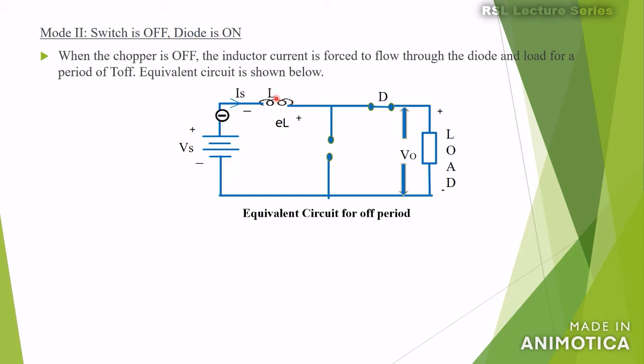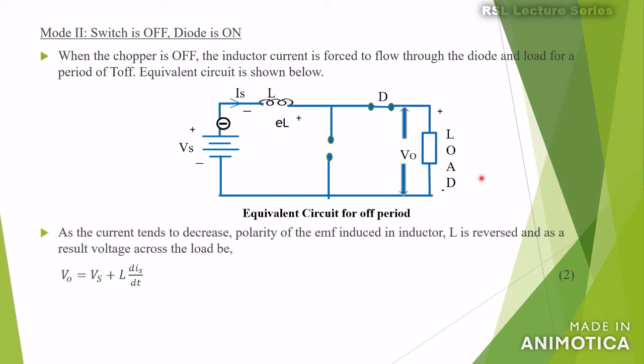During on time, as we have discussed earlier, the inductor will store energy. Now during off time of the chopper, the energy stored in the inductor is given to the load. If we apply Kirchhoff's voltage law in this loop, we can write Vs plus EL, where EL is nothing but the voltage drop across the inductor. This voltage drop across the inductor can also be written as L into dis by dt. So Vs plus L into dis by dt is equal to V0. This is shown in equation number 2.